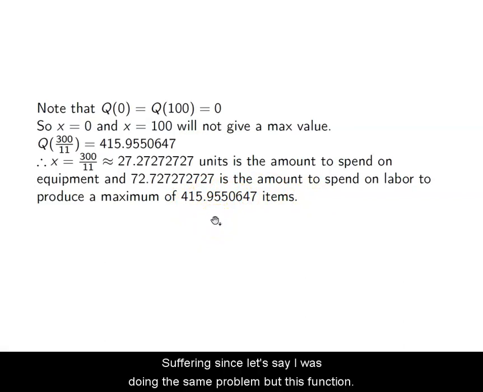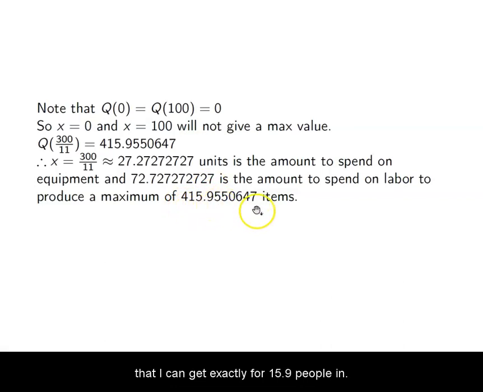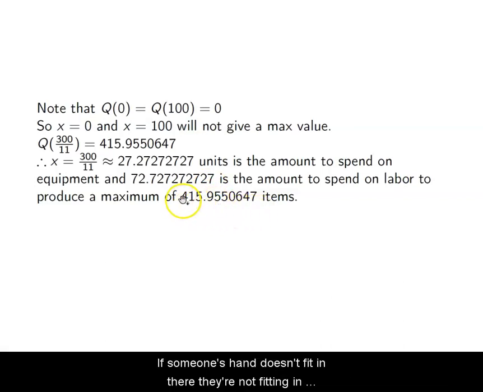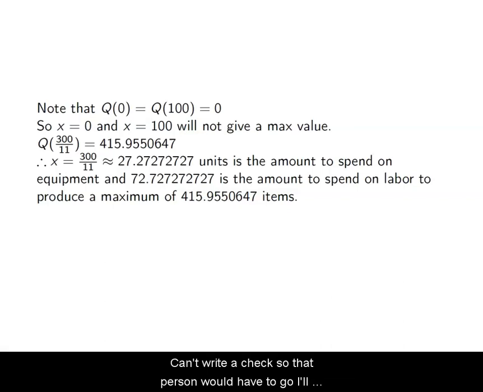So for instance, let's say I was doing the same problem, but this function represented the number of people that could fit inside of a building. I'm not going to chop off somebody's hand so that I can get exactly 415.9 people in there. If someone's hand doesn't fit in there, they're not fitting in there. They have to leave, right? If you ever see those compacted bullet trains in Japan, right? If you can't ride a train with your hand sticking out, it's going to get cut off. So that person would have to go. Obviously, they actually have people who force everyone in there. But long story short, you would round down depending on what the application actually is.